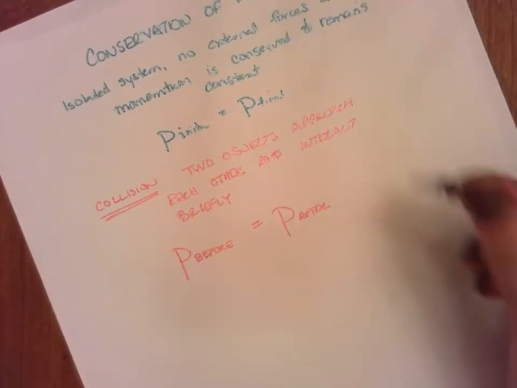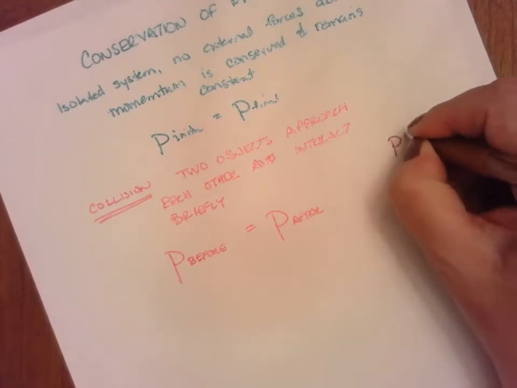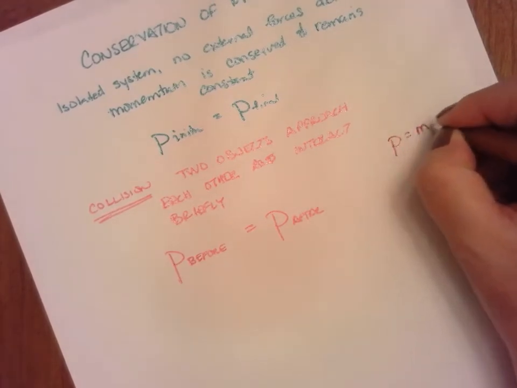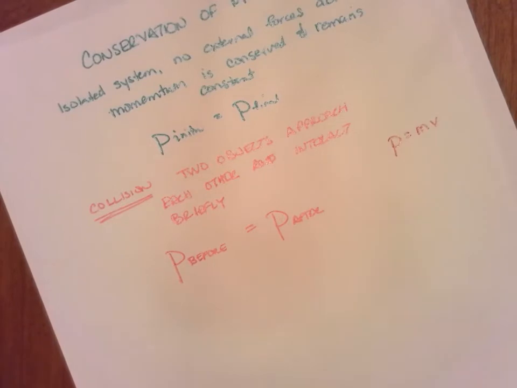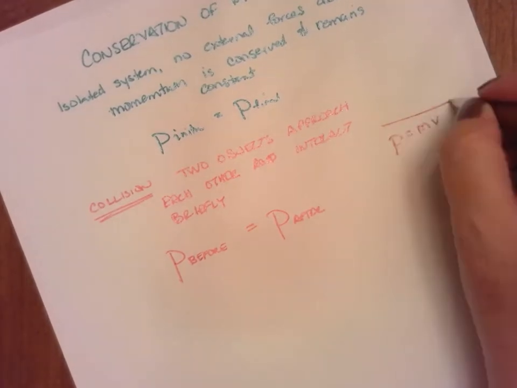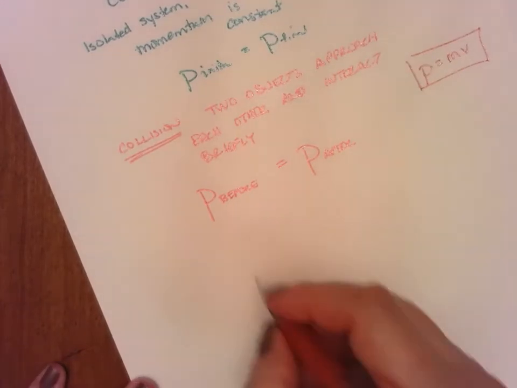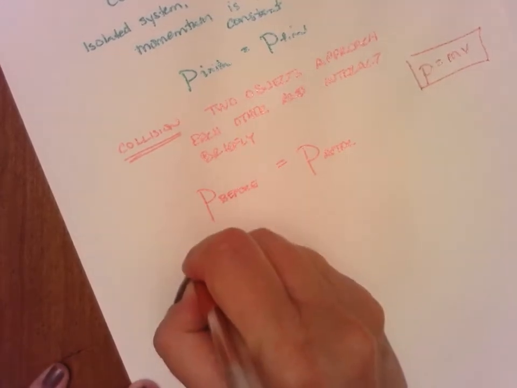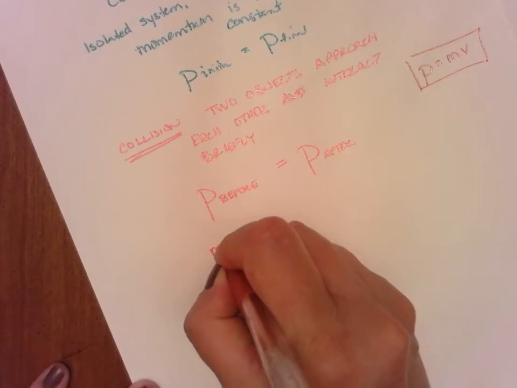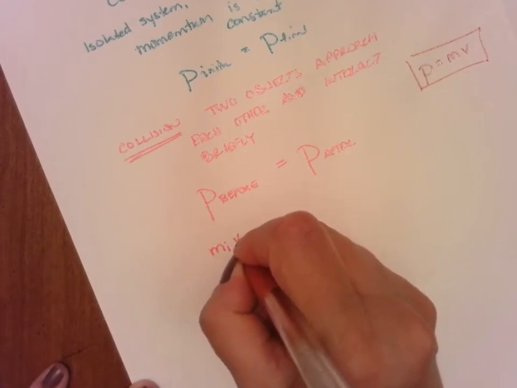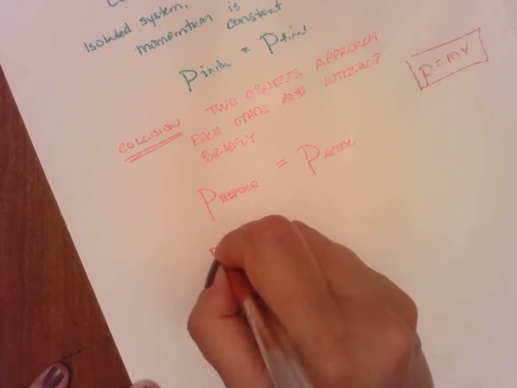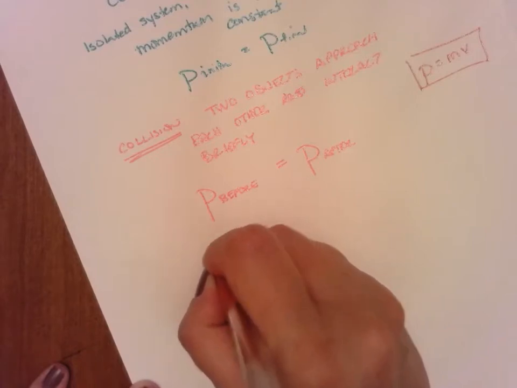Remember that momentum is equal to the mass times the velocity. So the mass of the first object times the velocity of the first object. I'll do it this way.